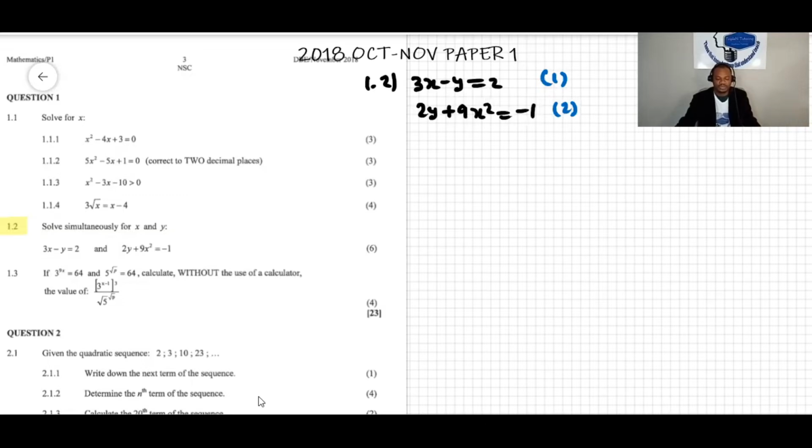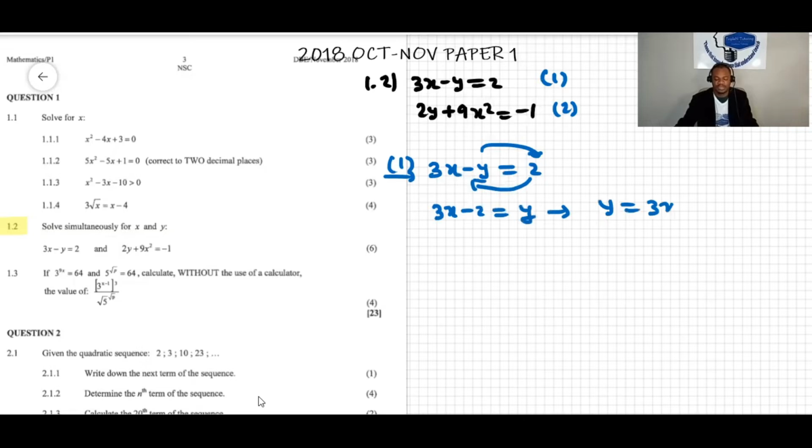So I'll go from equation 1, which is given by 3x minus y equal to 2. I prefer to keep y alone, okay? So I can move the negative y over and then move the positive 2 over. So this will be 3x minus 2 equal to y. Okay, I can write it like y equal to 3x minus 2.